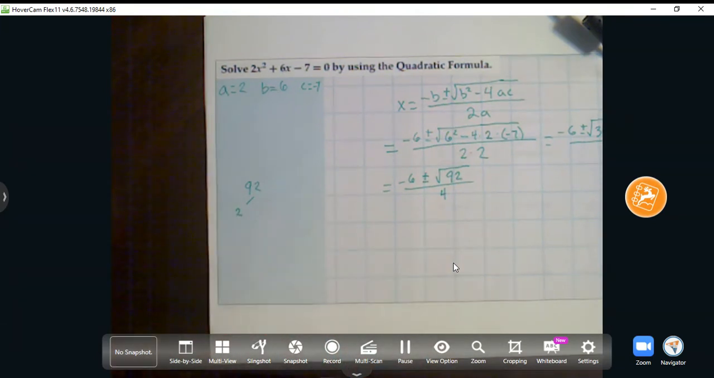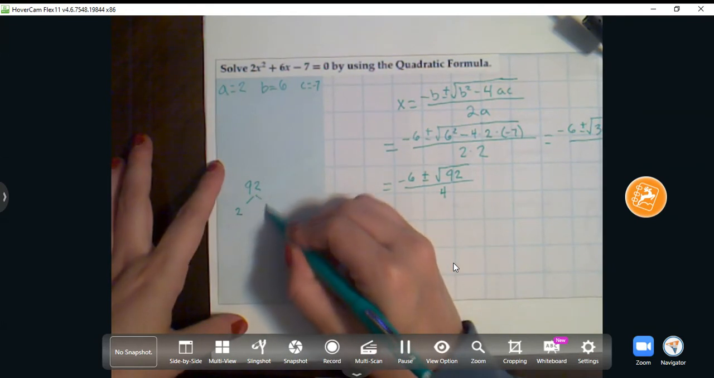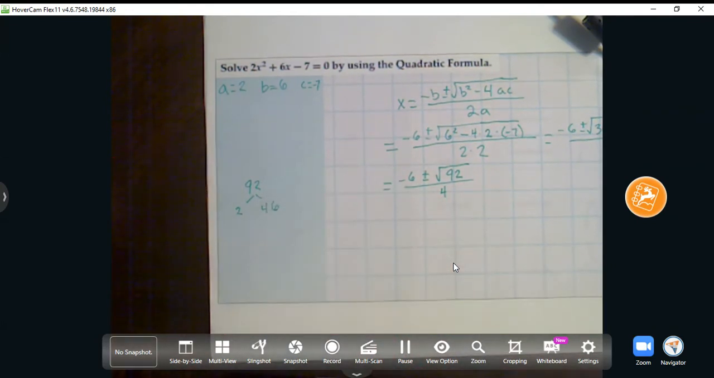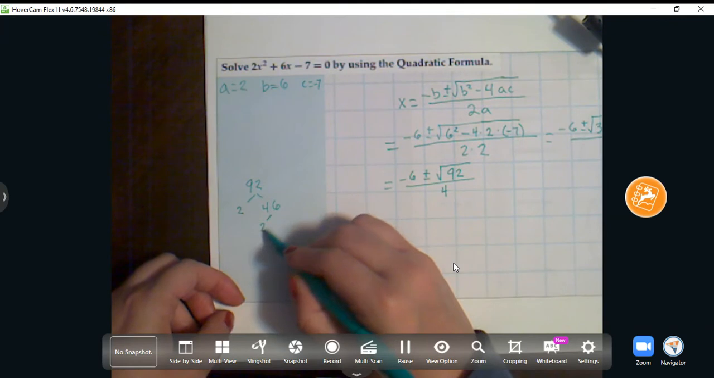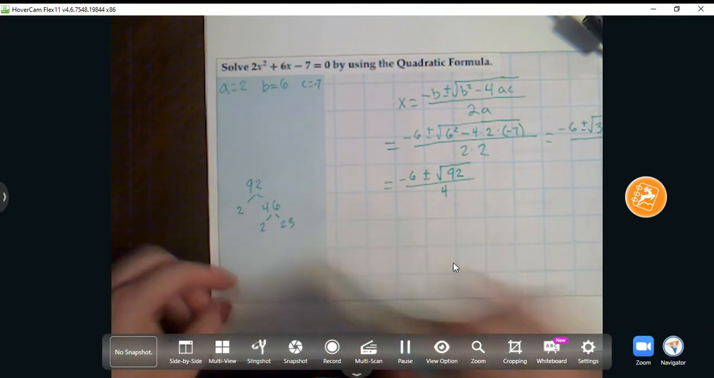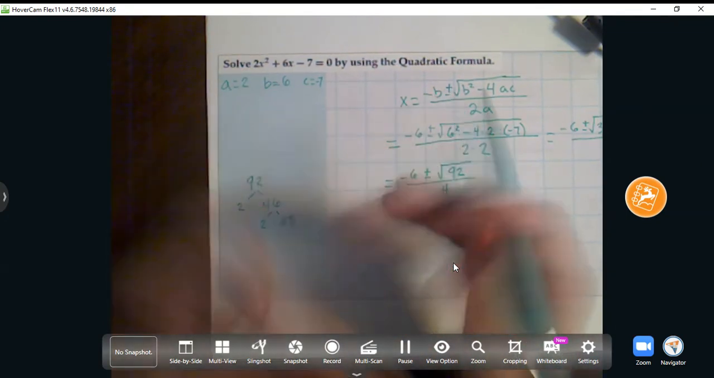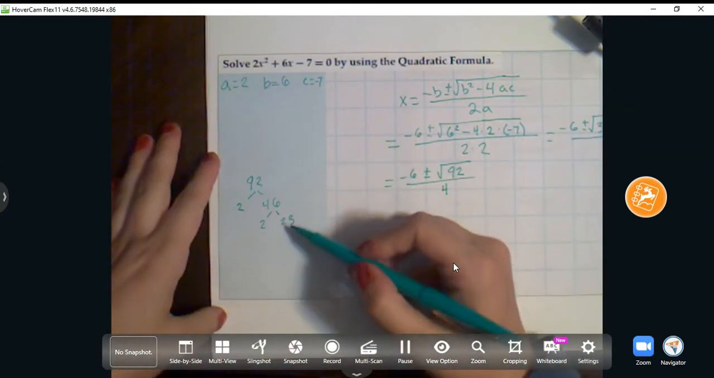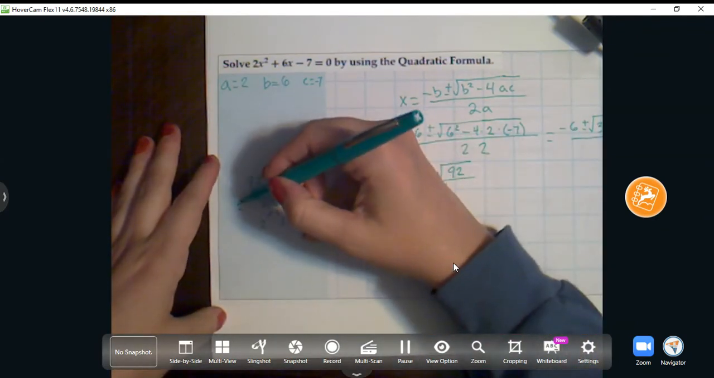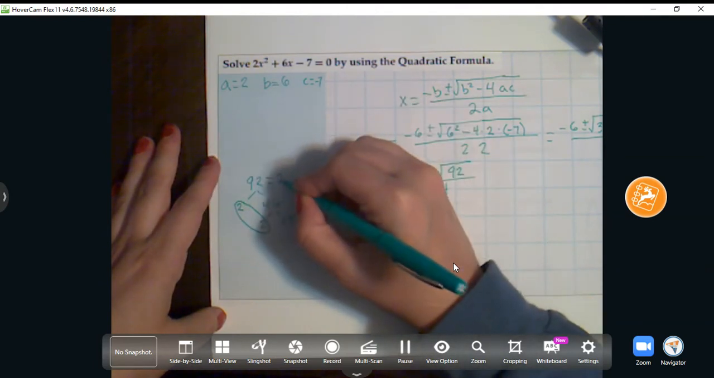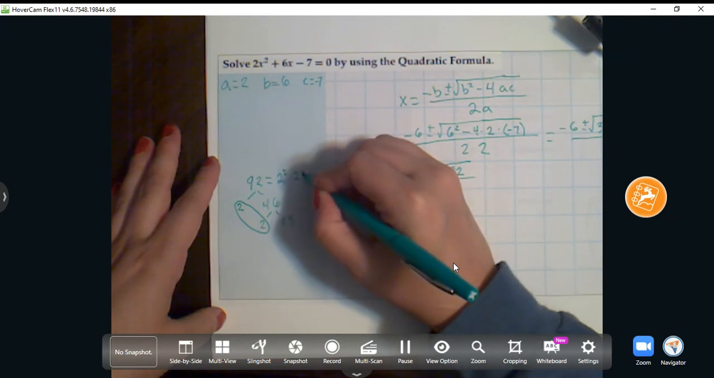So I know that 92 is even, so 2 is going to go into that 46 times. And then 46 is also even, so 2 goes into it 23 times. Well, now looking at this, 23 is a prime number, so it's not going to have any factors besides 1 and itself. But because we have a square root, we're looking for groups of 2. So I know that I could rewrite 92 as 2 squared times 23.